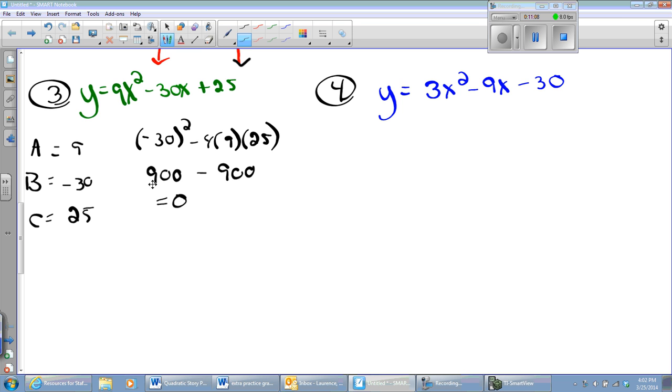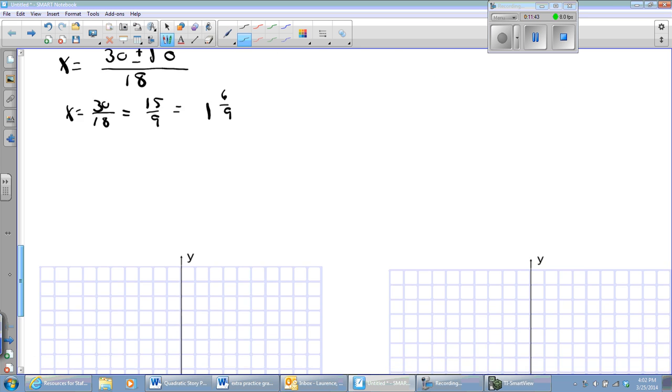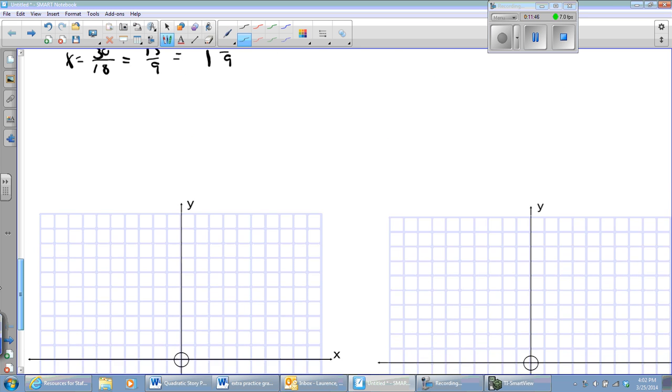All right, I can do the quadratic formula. It'll be real simple. It's going to be my one solution, and it's going to get me the vertex. So x equals the negative of b plus or minus the square root of the discriminant all over 2a. And so it's going to be 30 over 18. I want to simplify that. 2 goes into it, giving 15 over 9, which is 1 6/9, so about 1 2/3. So that's the x-coordinate of the vertex.